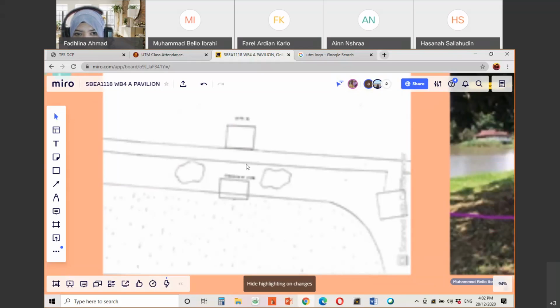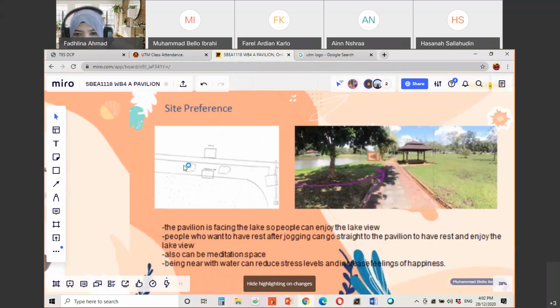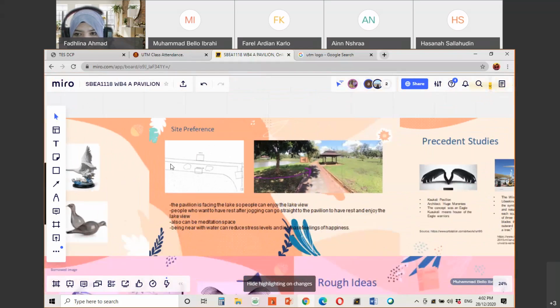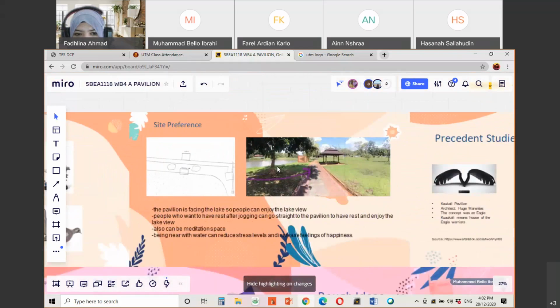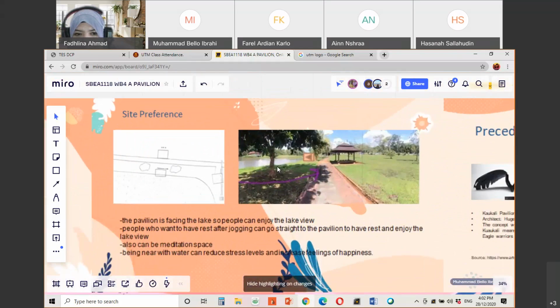Okay. And also, being near water can reduce stress level and increase feeling of happiness. And also the pavilion is facing the lake, so people can enjoy the lake view. And people who want to have rest after jogging can go straight to the pavilion to rest and enjoy the lake view. And it can also be a meditation space. Okay, next.